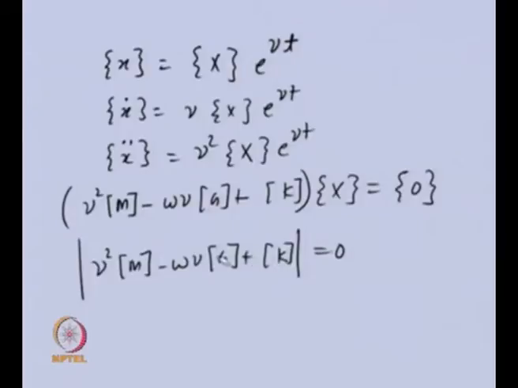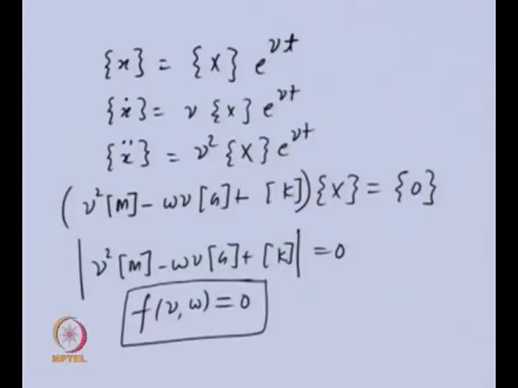So, in this particular case, you can see that this particular determinant is a function of nu and omega. We can write like this. So, when omega is changing, the spin speed of the rotor is changing, the whirl frequency depends upon that. So, for various values of the spin speed, we need to obtain this particular whirl frequency, and this is nothing but the frequency equation.